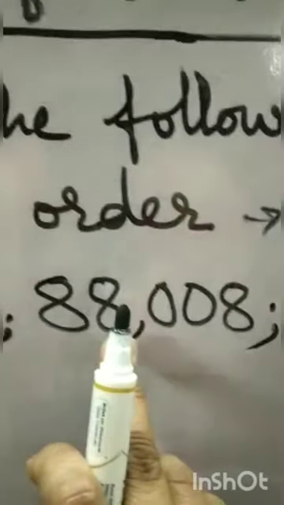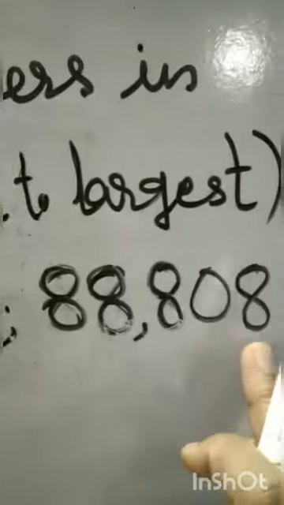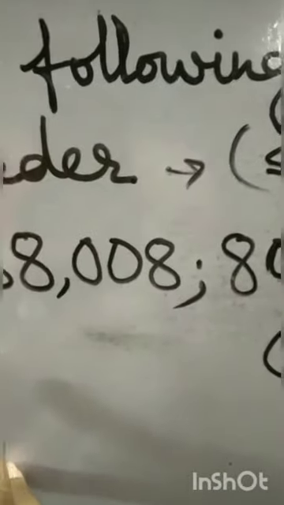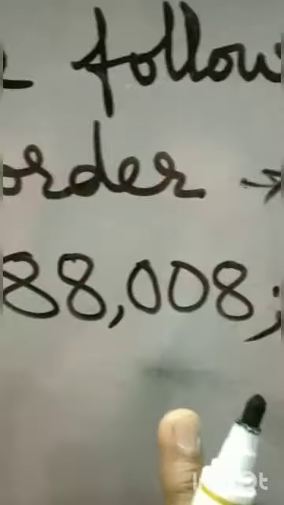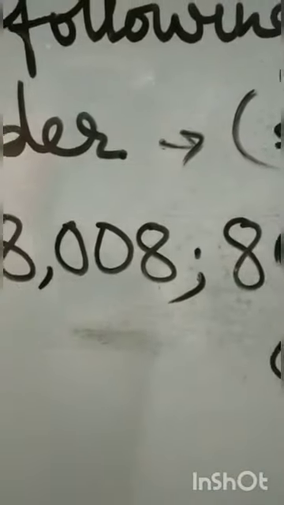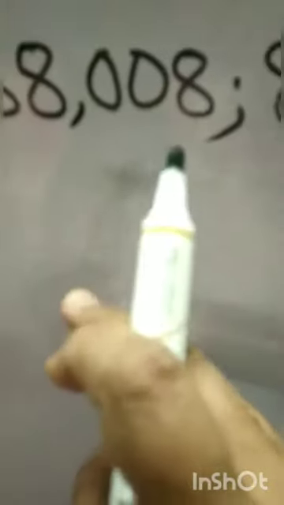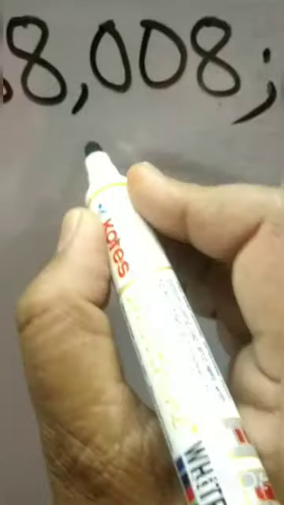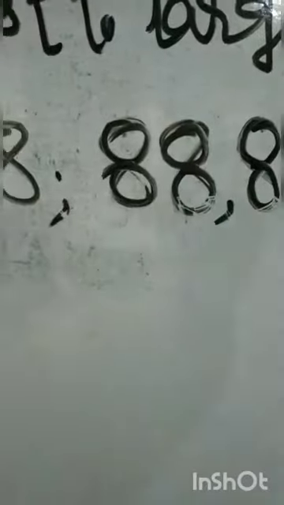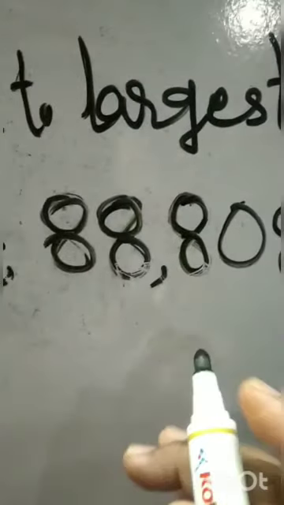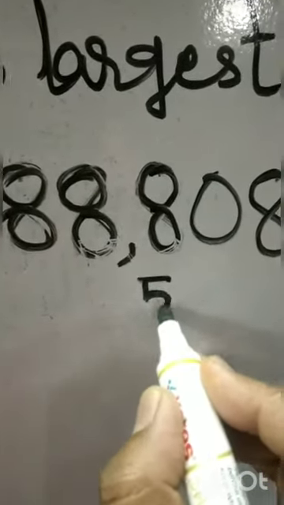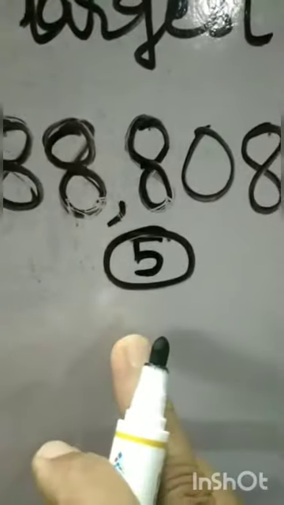Now 88,008 and 88,808. Which is greater than 80,808? 88,008 is greater. So this will be in fourth place. And 88,808 is the largest one, so we write it in last place. Now write the answer.